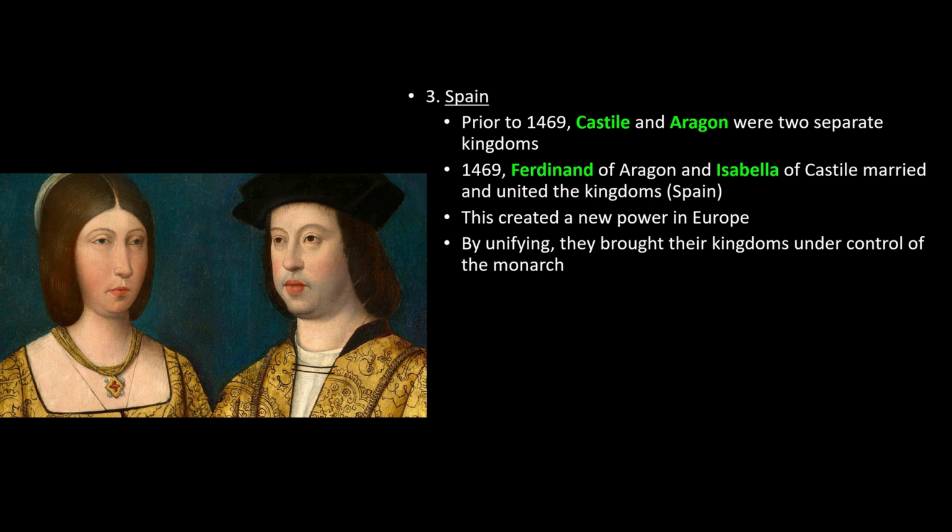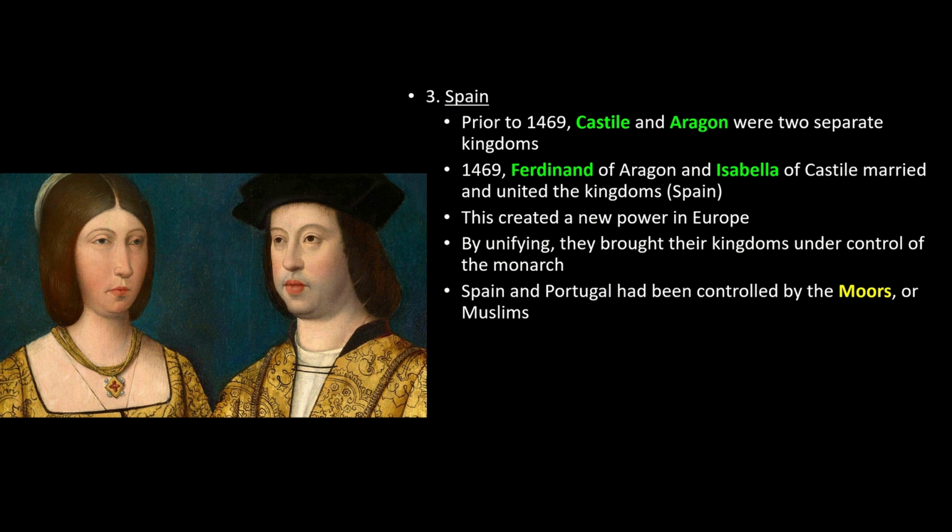Now, by unifying, like I said, they brought their kingdoms under the control of the monarch. Just like everywhere else, they were living under feudalism. Nobles had a lot of power. They were kind of doing their own thing. And when they united, now they centralize their power in the monarchy. Now, here's the big deal.